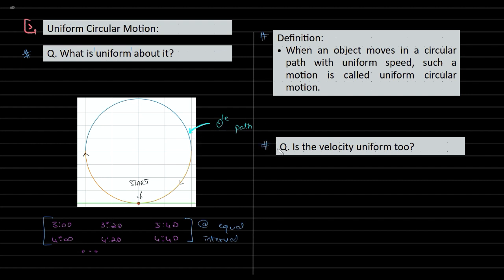So the question is, is the velocity uniform or no? So yes or no. Over here, is the velocity uniform? We are talking about speed being uniform over here. Is the velocity uniform or not? Please pause and think over. The answer is no. Next question is why? Why is it not uniform? The speed is uniform, right?